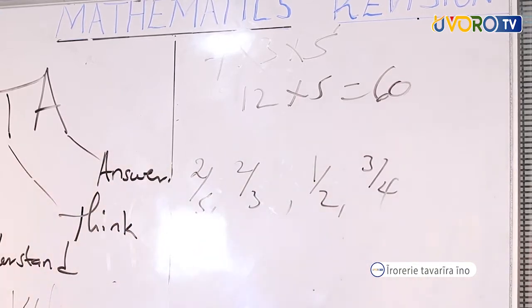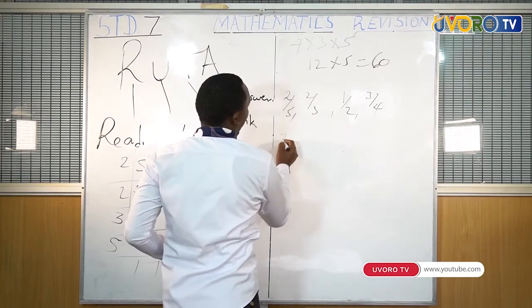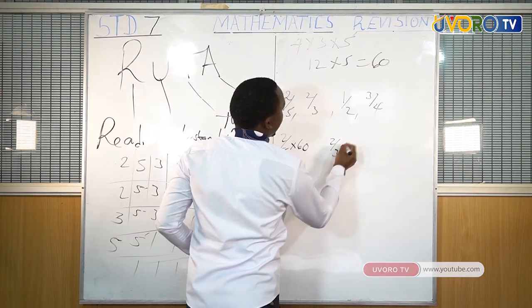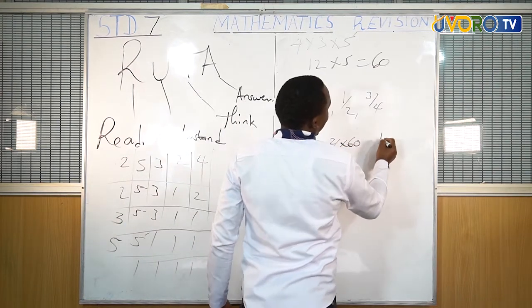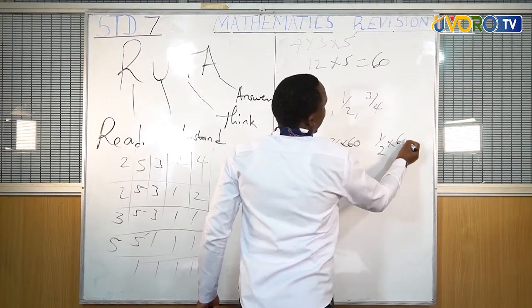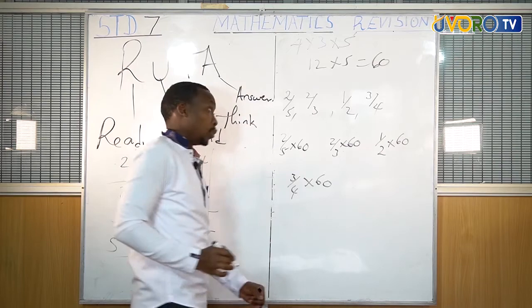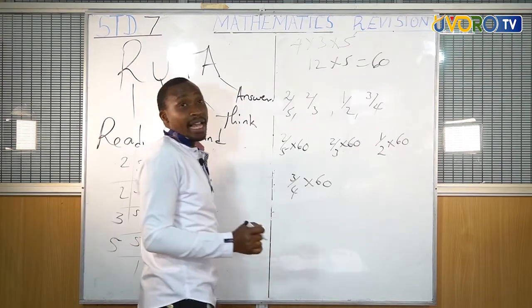What are you supposed to do? We multiply by the LCM. Now, multiply each number with the LCM. 2 over 5 times 60. The other one? 2 over 3 times 60. Again, class 7, hurry up. 1 over 2 times 60. 3 over 4 times 60. Very good.